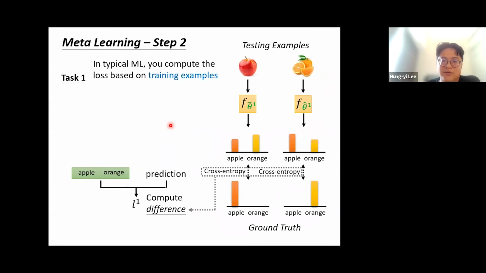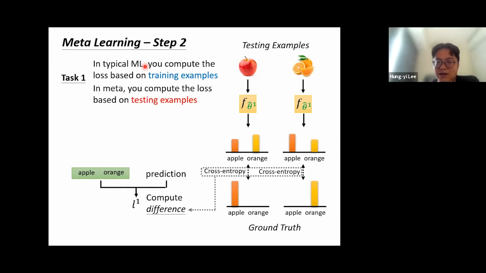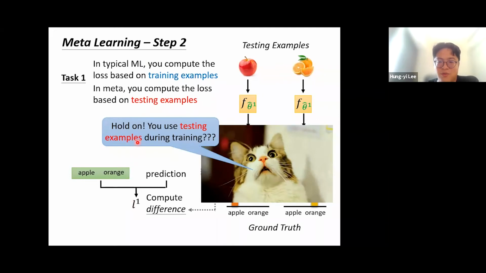And there's something you have to keep in mind. In typical machine learning, you compute the loss based on your training examples, right? I believe you are already familiar with typical machine learning algorithms. So you compute the loss based on the training examples. If you have listened to what I said carefully, you found that we compute the loss based on the testing examples in a task. We use the testing examples in a task to compute the loss. You may be very surprised at first glance. So, wait a minute. You use testing examples during training? Isn't it cheating? You cannot use testing examples during training.